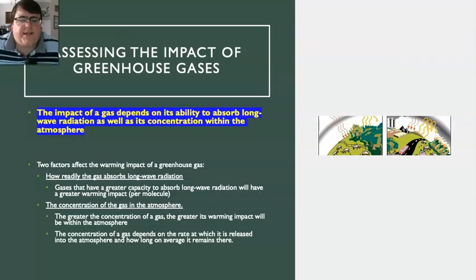So, how can we assess the impact of greenhouse gases? There's two different factors that we use to determine how impactful a greenhouse gas is in its role in climate change and how it is going to impact the Earth. One of those factors is how readily the gas absorbs long-wave radiation. So gases that have a greater capacity to absorb long-wave radiation will have a greater warming impact per molecule. We also look at the concentration of the gas in the atmosphere. So the greater the concentration of the gas, the greater its warming impact will be on the atmosphere. The concentration of a gas will obviously depend on the rate at which it's released into the atmosphere and how long it remains there. And we talked about that a little bit last week in the PowerPoint then.